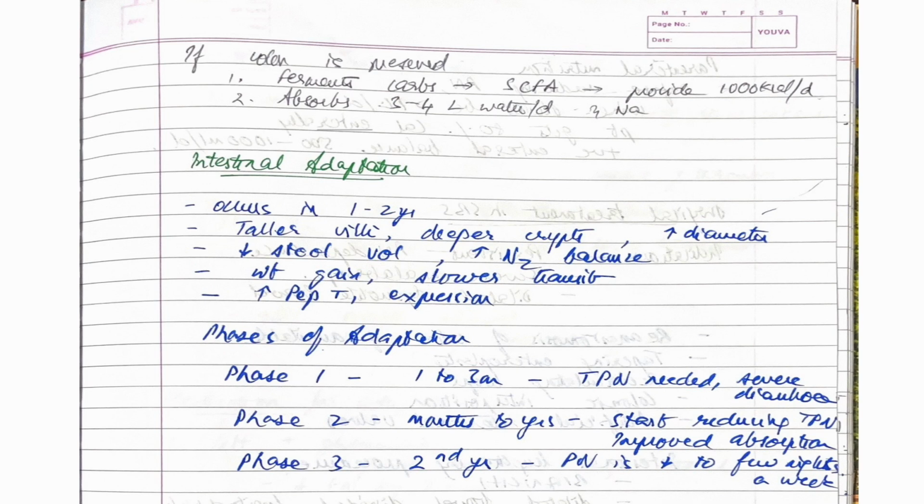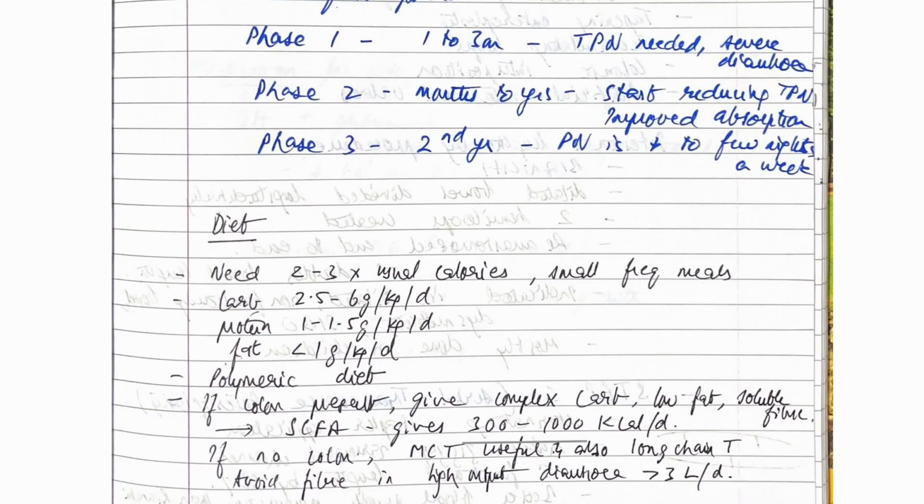The phases of adaptation are phase 1, which is 1 to 3 months. This is the time where they need TPN, and they're prone to very severe diarrhea and dehydration. Phase 2 takes months to years, and this is the time we start reducing the parenteral nutrition, and there's improved absorption. Phase 3 is in the second year, when parenteral nutrition is reduced to only a few nights a week.